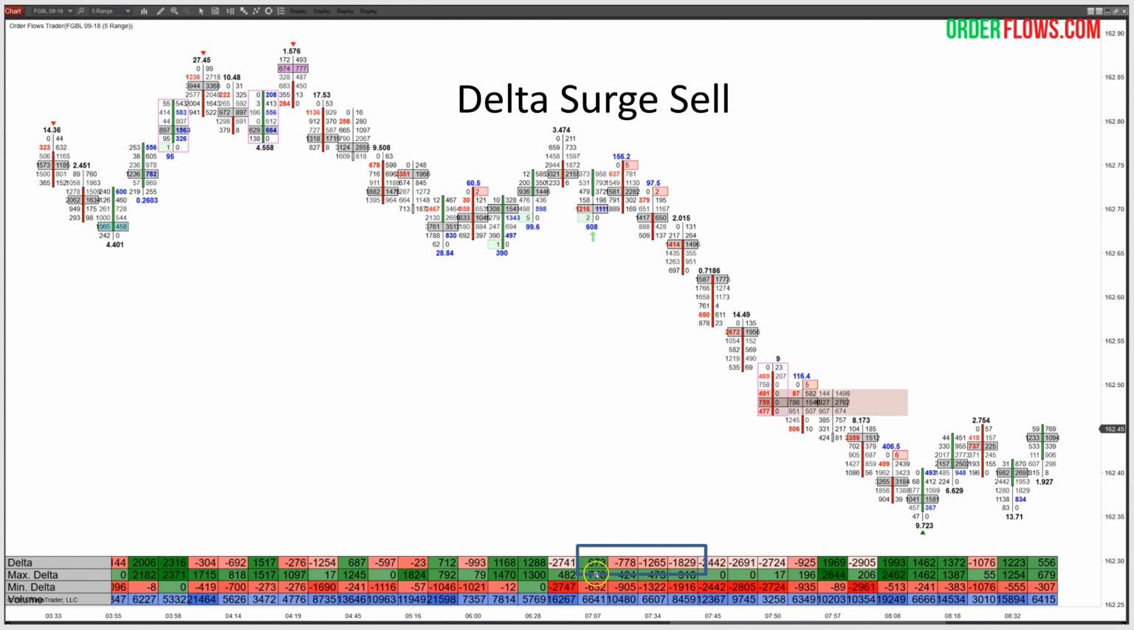Again, 673, then minus 778, minus 1265, minus 1829. And what happens? Even over the next several bars, it still continues in that trend. Minus 2442, minus 2691, minus 2724. As we sell off from what is that, 162.60 area all the way down to 162.40. This is in the bunds.